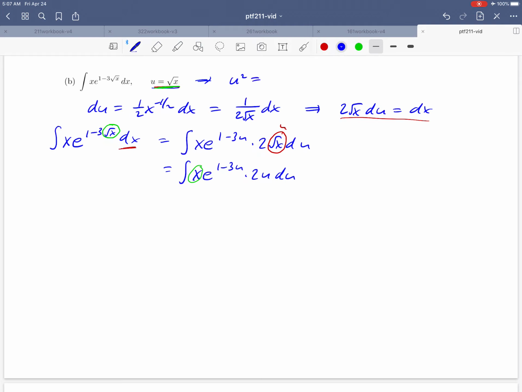Okay, and again, we're essentially done. We could leave our answer like that if we wanted to, or we could take the 2u and the u squared and combine them together, simplify a little bit. Those two circled pieces are going to turn into a 2u cubed times e to the 1 minus 3u. Okay, and there's our answer.